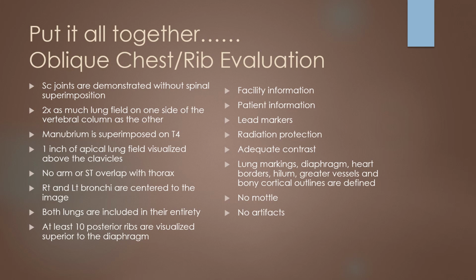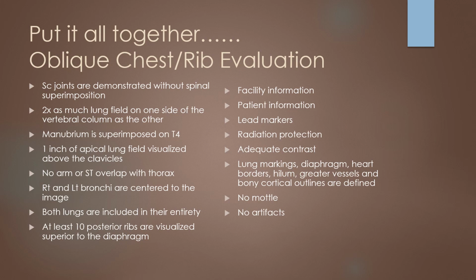So if we put it all together, since we're at 45 degrees now, we're no longer going to see those SC joints equidistant to the vertebra, but we should see them demonstrated without spinal superimposition. There should be 2 times as much lung field on one side of the vertebral column as the other. Those first 2 items on this list refer to the mid-coronal plane rotation. The manubrium should be superimposed on T4.